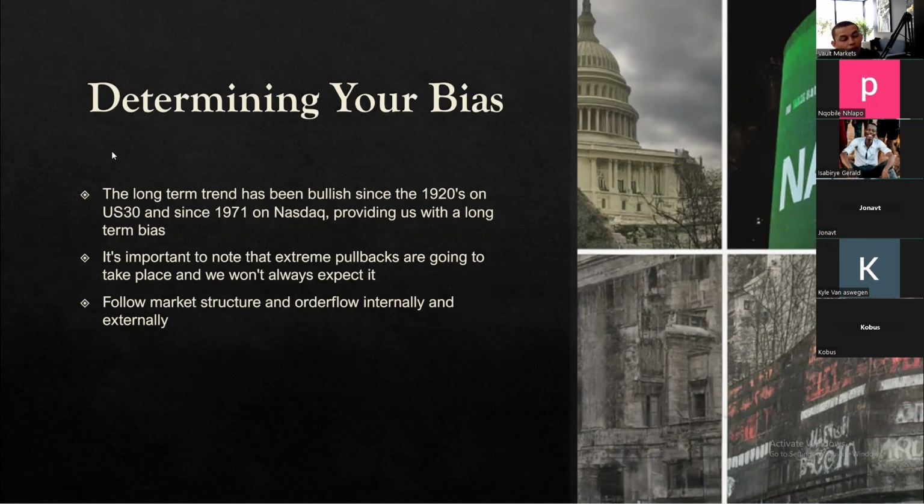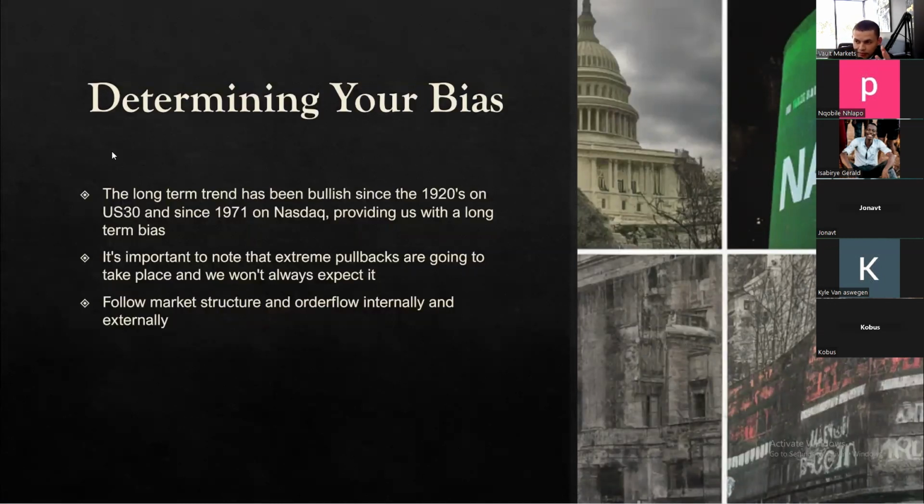So one interesting thing to note about US30 and Nasdaq is the fact that there's been a long-term bullish trend on US30 since the 1920s, and since 1971 on Nasdaq, providing us with a long-term bias. So we can see on US30 for the last 100 years, the market has been bullish. We can see on Nasdaq for the last 50 years, the market has been bullish. So long term, what will we expect? We will continuously expect price to make those higher highs. Why? Also from a fundamental perspective, because it's based on the top performing companies.